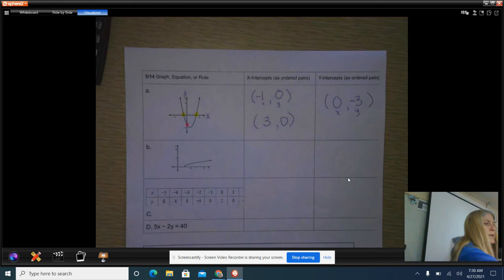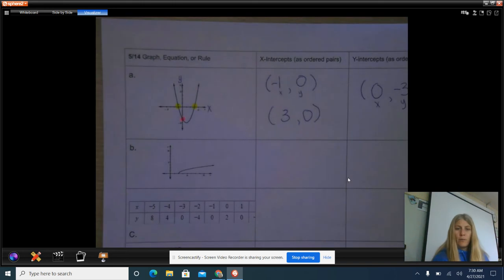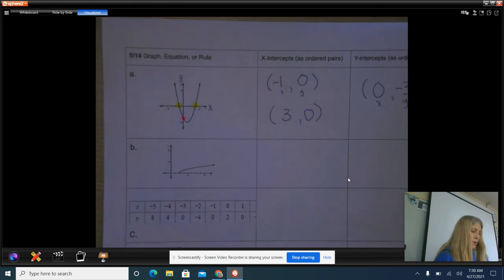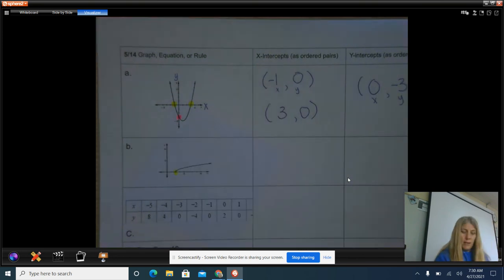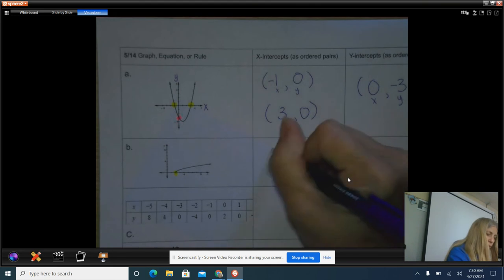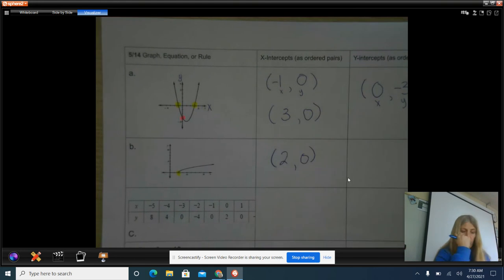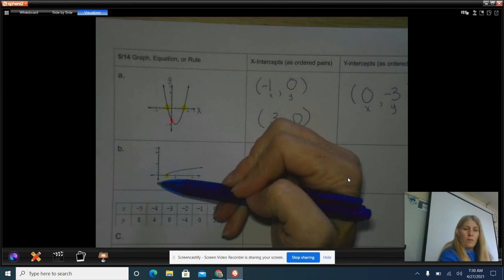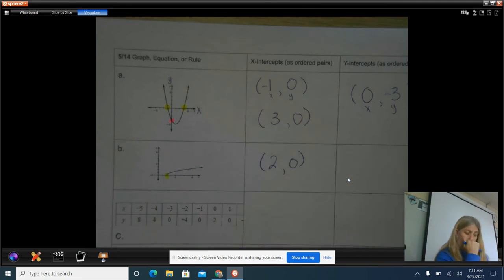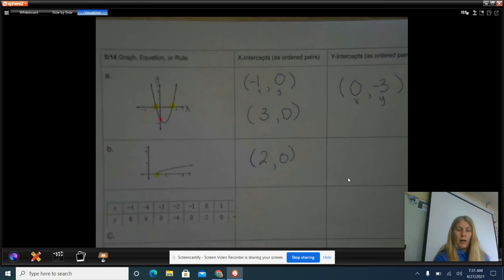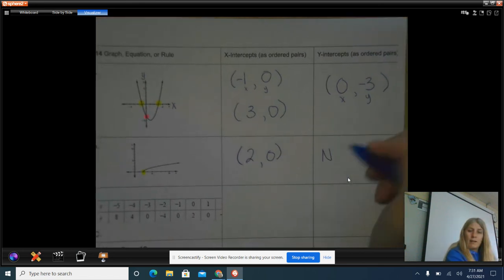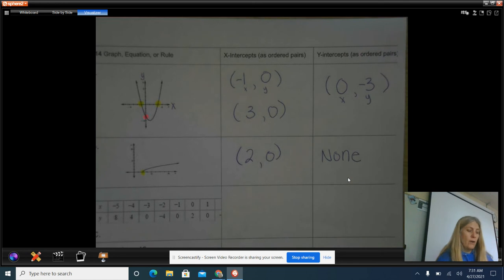Okay? Our next one here is a square root function with a starting point. And as you can see, it has one x-intercept. And as you know, an x-intercept has a number for x and a 0 for y. And I can see that is at the point 2, 0. As you can see, my square root function doesn't start until this point, and so it does not have a y-intercept. It does not cross the y-axis. So we're going to go ahead and say that there are no y-intercepts.